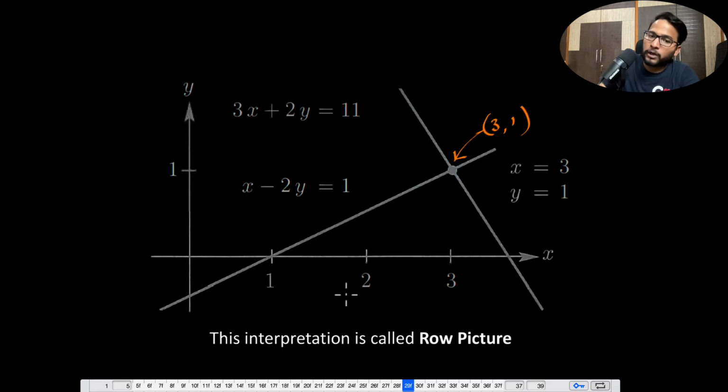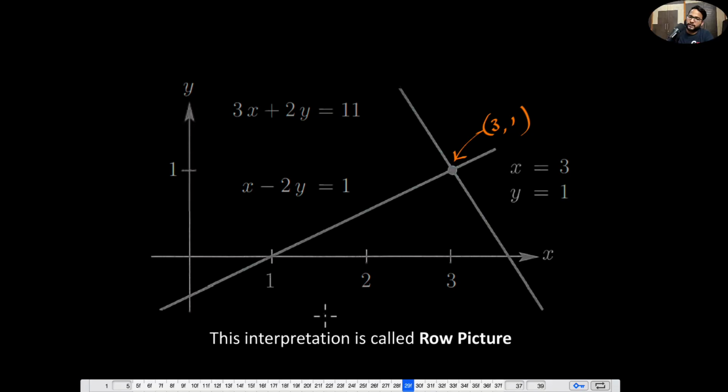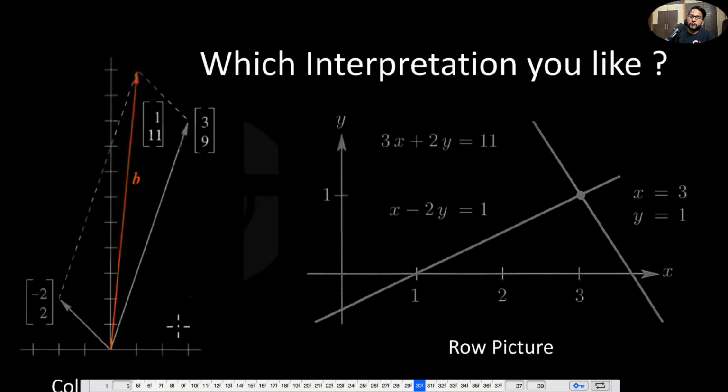In the row picture, I will plot these two equations, and then I will say that whatever the intersection point is, it is my answer. This interpretation is called row picture. Now obviously the common question is, which interpretation do you like? Do you like the row picture or the column picture? What do you think? So we had the two pictures.